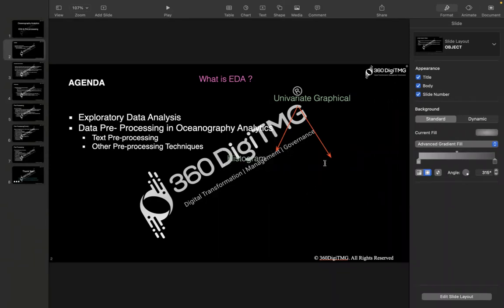Common types of univariate graphs are the histogram, then the stem and leaf plot, then the box plot, and at last the quantile-normal plots.